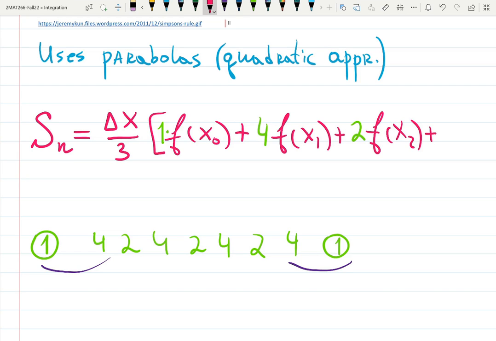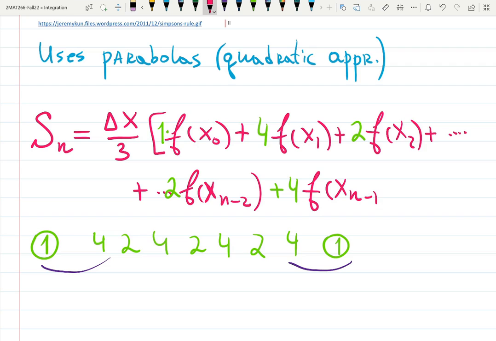Plus, and keep going. Let's do 2 f of x sub n minus 2. And here's a counter. It counts how many of them. Plus 4 f of x sub n minus 1. We're getting to n slowly. And finally 1, the edge, f of x sub n, like so.